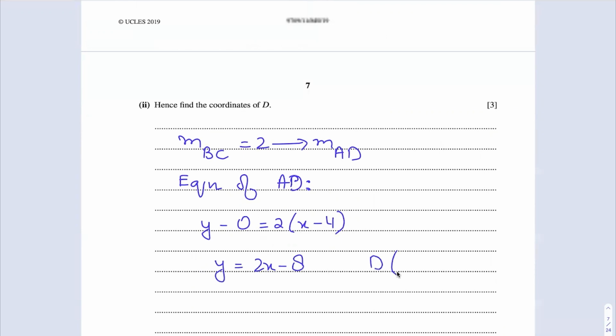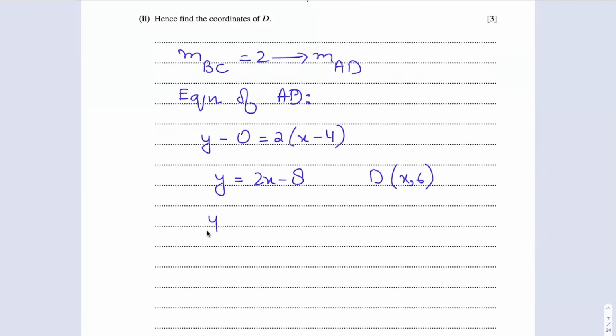And as we know that the coordinates of D are (x, 6), substituting 6 into the equation, we get 6 equals 2x minus 8. So 2x equals 14, and the x coordinate will be 7. So the coordinates of D are (7, 6).